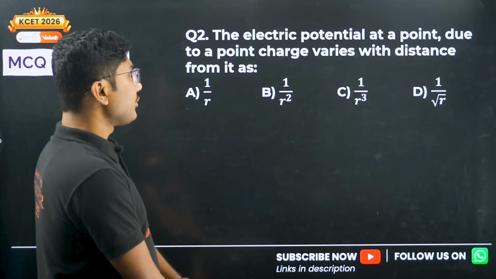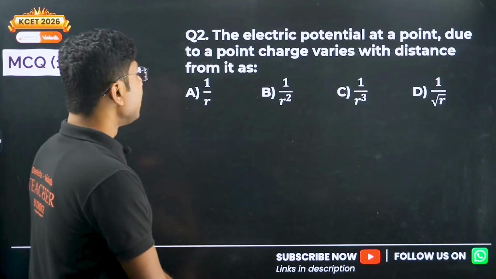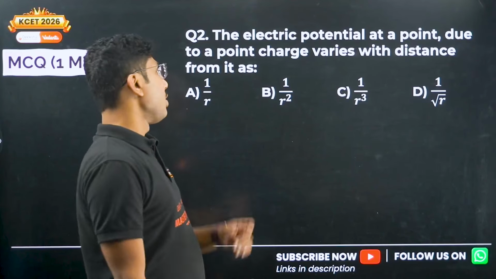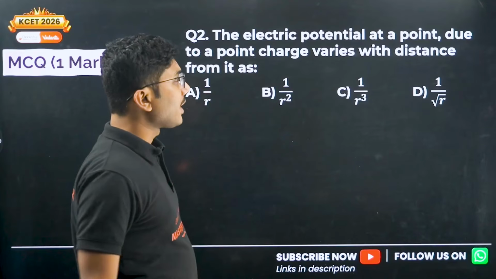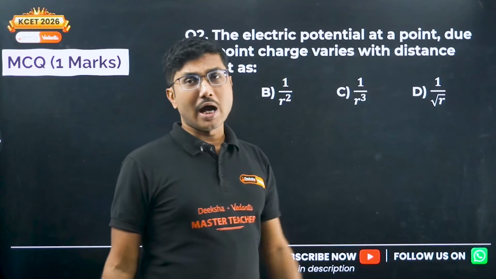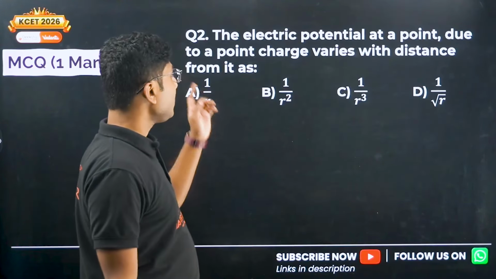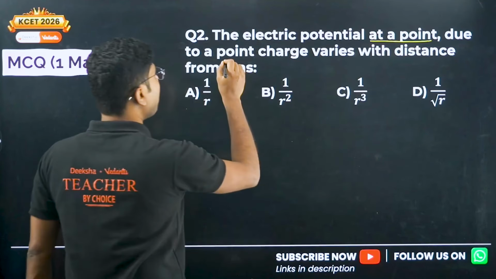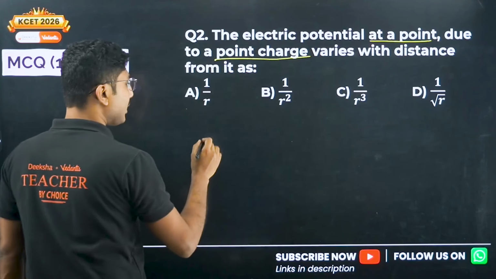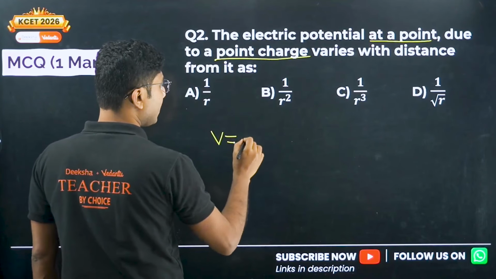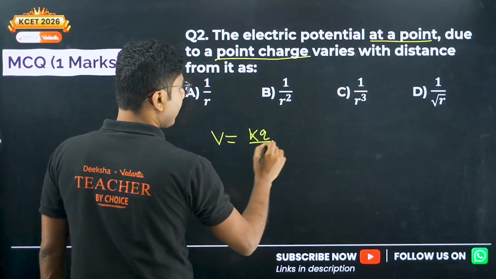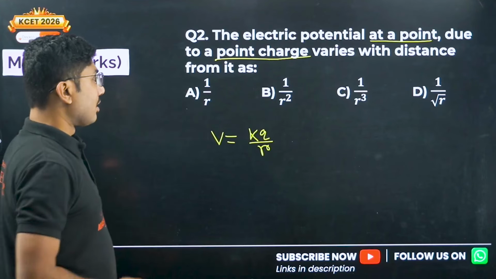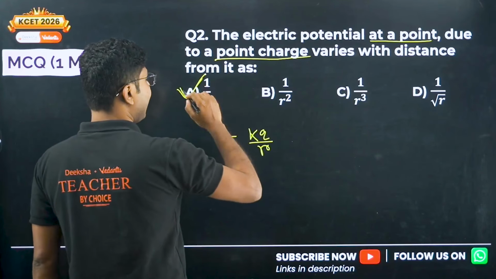The electric potential at a point due to a point charge varies with the distance from it as 1 upon r, 1 upon r square, 1 upon r cube, 1 upon r to the power of root r. So electric potential at a point due to a point charge. So electric potential due to a point charge is given by V is equal to KQ upon r, not r square, not r cube, but only 1 upon r. So correct answer is option A.